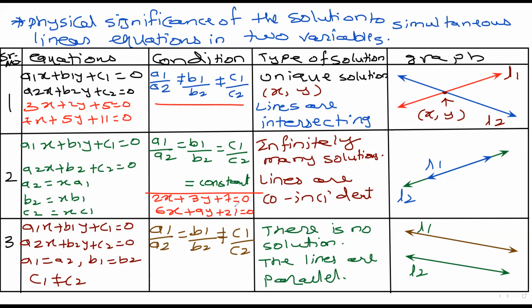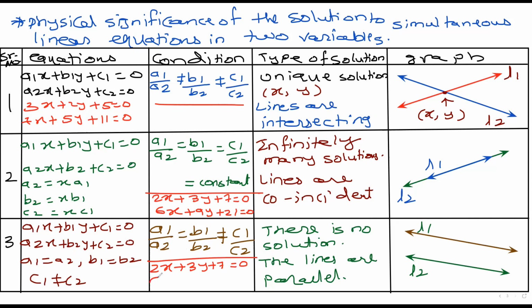Although the equations look different, although the numbers look different, if you take the ratio, 2 upon 6 is 1 upon 3. 3 upon 9 is also 1 upon 3, and 7 upon 21 is also 1 upon 3. That is why I said these are parallel lines. Do you understand now? Clear? Sir, coincident lines. Sorry, not parallel lines, coincident lines. Yes, coincident lines.